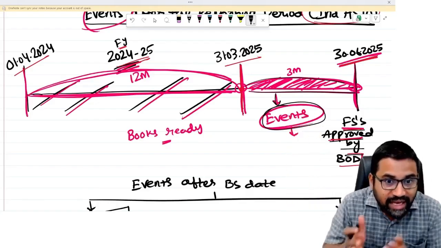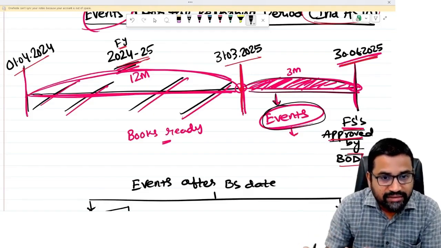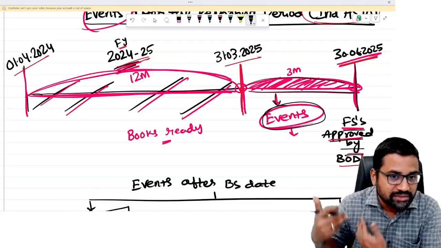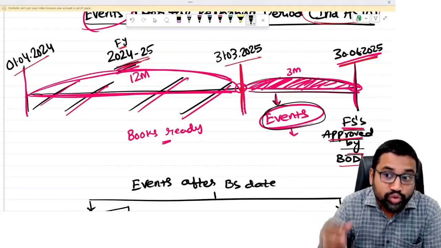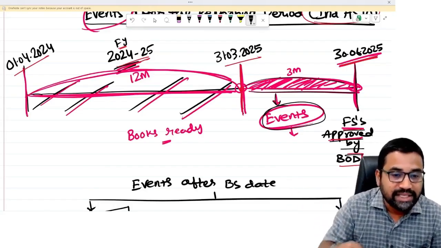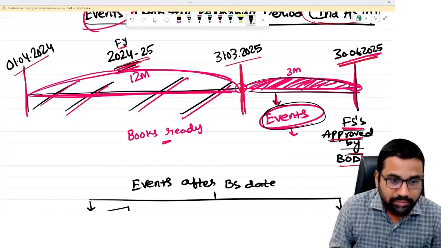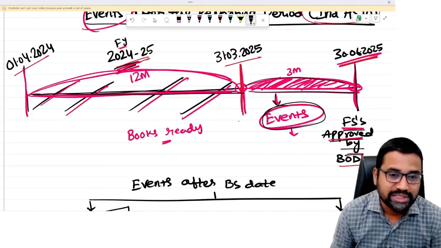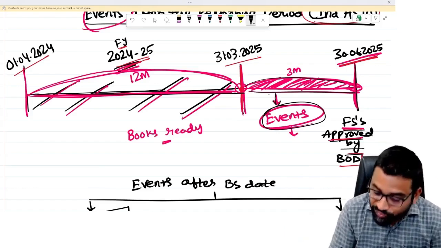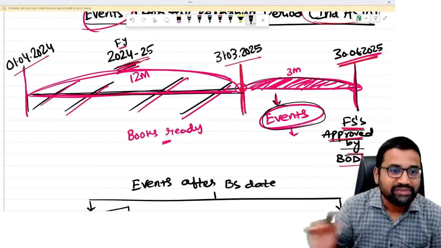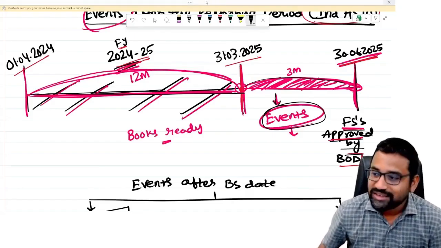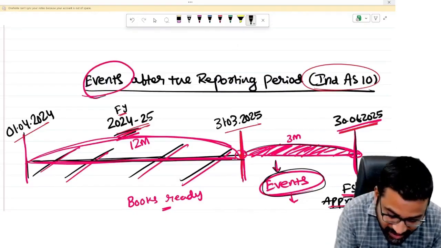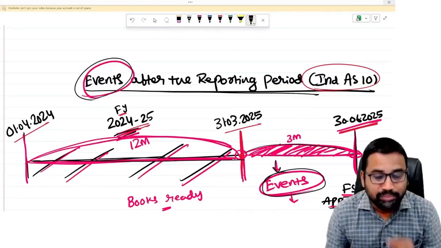But here the current year financial statements are not yet ready. So by the time you are preparing the financial statements and approving them by the board of directors, you know that this event happened in the business. This event has not happened within this 12 months, but it has happened after 12 months, but before approval. Now, whether the effect of this event will be considered or not, that is what this standard is all about. That's why look at the name of the standard, events after the reporting period.